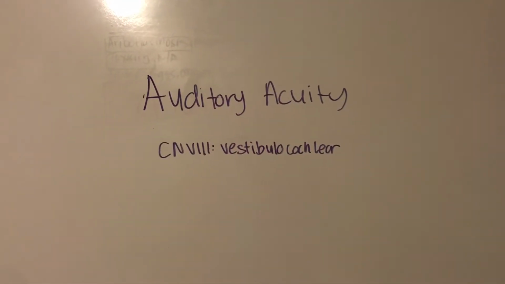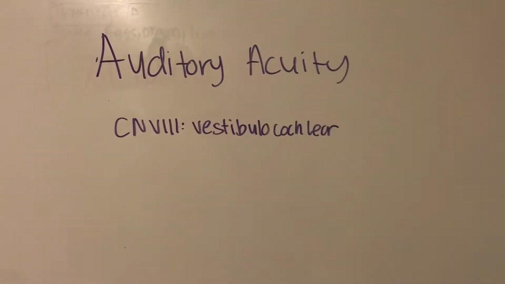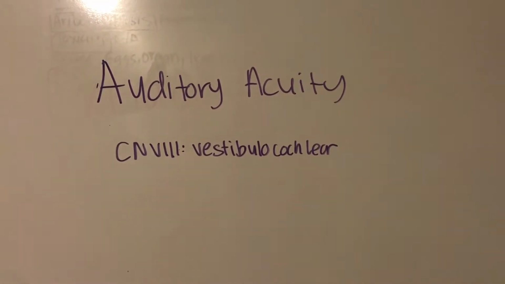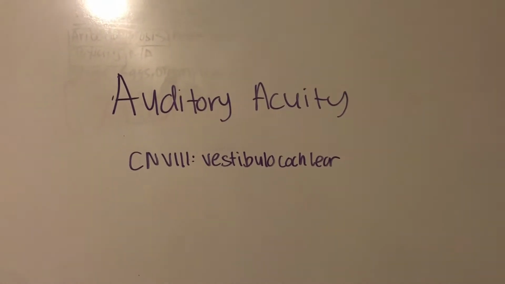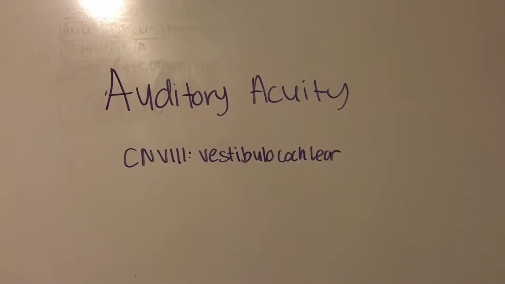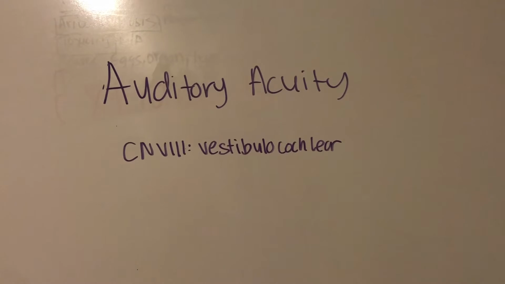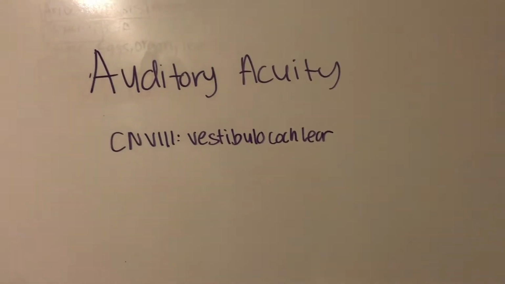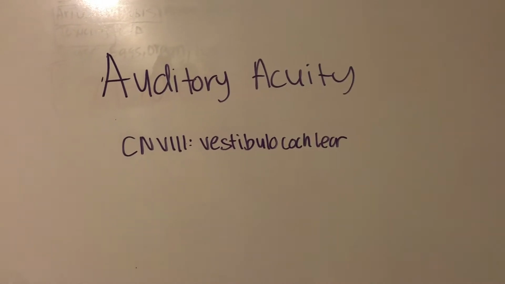Okay, next we'll be going over the auditory acuity exercise, and that's going to be assessing cranial nerve 8, that is the vestibulocochlear nerve, and this nerve is a nerve of the ear, and it's going to be in charge of sending information from the inner ear into the brain. This information usually includes sound information as well as equilibrium information.